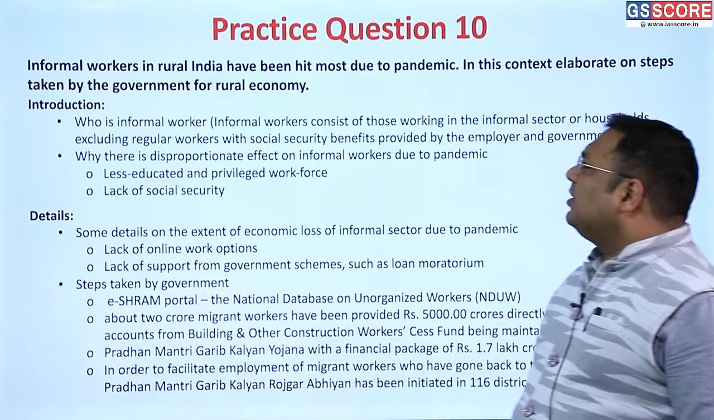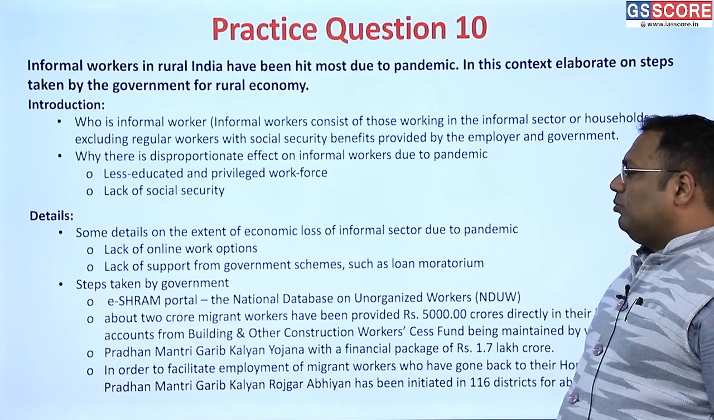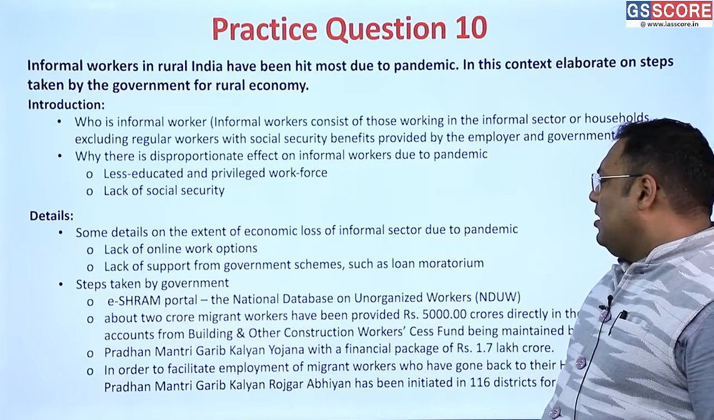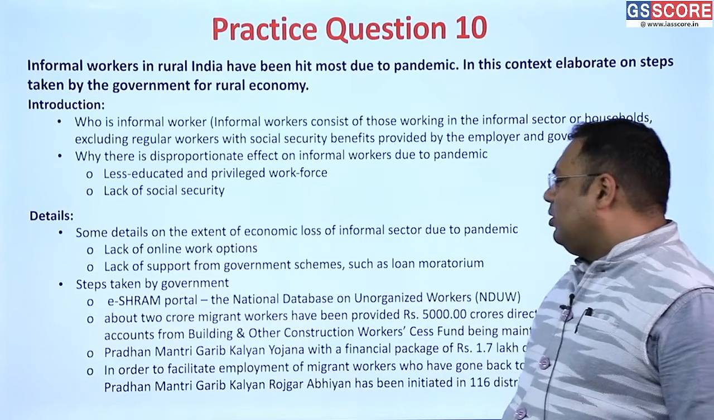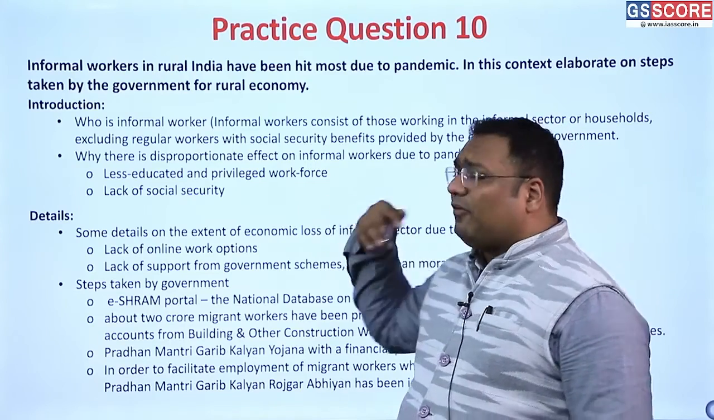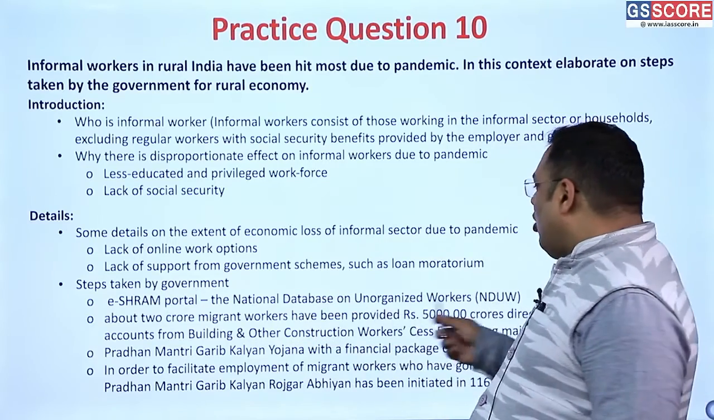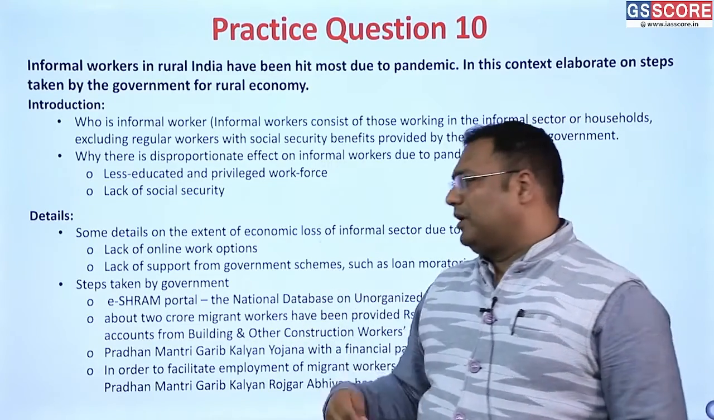And then lastly, the steps taken by the government. So a very important step, the government is now preparing the e-Shram portal, where we are going to create a database on the unorganized worker, because we are saying that government does not have data on them. Government was unable to reach out to them. So ऐसा ना हो भविष्य में, इसके लिए हम e-Shram portal बना रहे हैं.